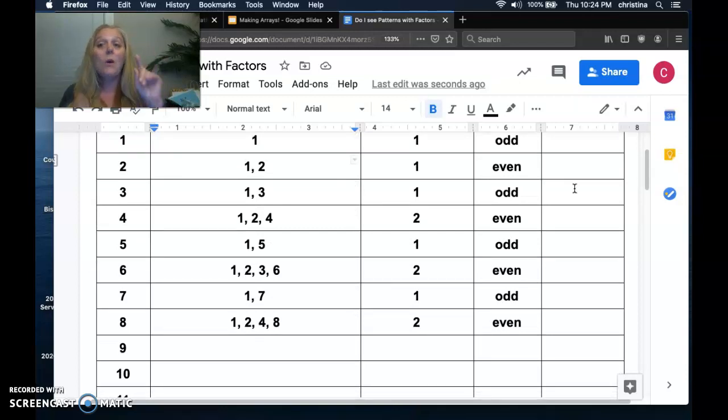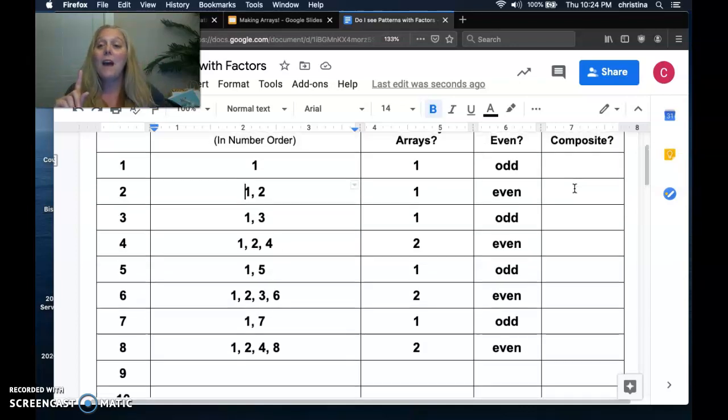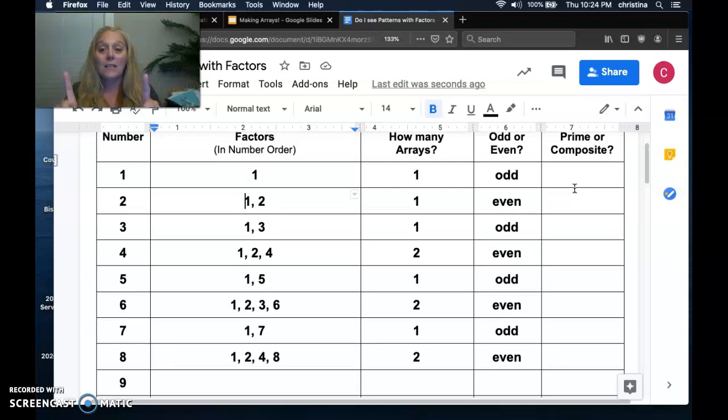So the number 2 only has factors of 1 and itself. The number 3 only has factors of 1 and itself. The number 5 only has factors of 1 and itself. And the number 7 only has factors of 1 and itself. Now, this happens throughout our table, okay? And you're going to notice that numbers either have 2 factors or they have more than 2 factors, except the number 1. But we'll get there in just a second, okay?